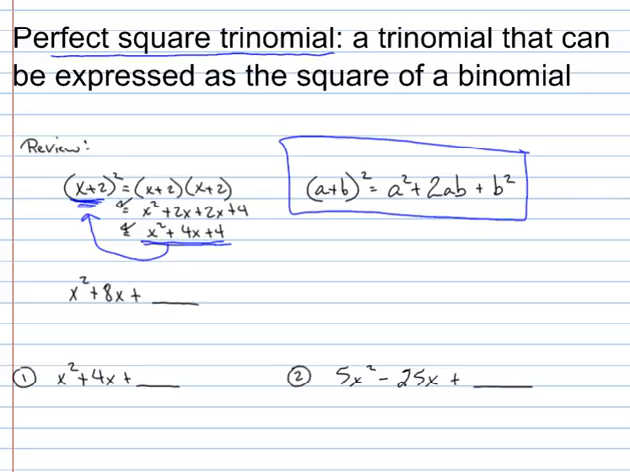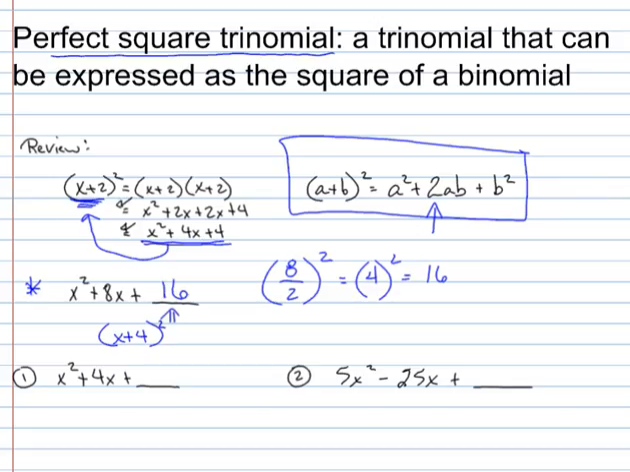So for this one right here, x squared plus 8x plus blank, in order to make this a perfect square, what do I need to put into this blank? Well, I take my 8, divide it by 2, and square it. I divide it by 2 because of this 2 right here. So 8 divided by 2 gives me 4, and I square that, which gives me 16. So 16 is what I would put here. The factored form of this one would be x plus 4 squared. And that's what we're trying to do, turn these into perfect squares.